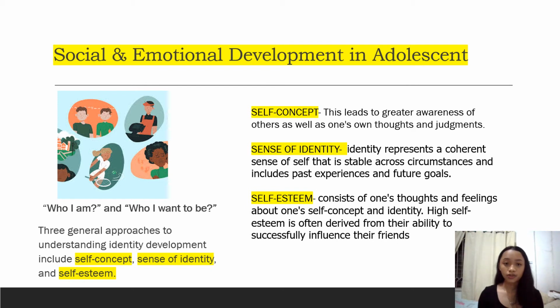So this resolves the identity crisis in which adolescents must explore different possibilities and integrate different parts of themselves before committing to their chosen identity. So next is self-esteem. It consists of one's thoughts and feelings about one's self-concept and identity. High self-esteem is often derived from their ability to successfully influence their friends.